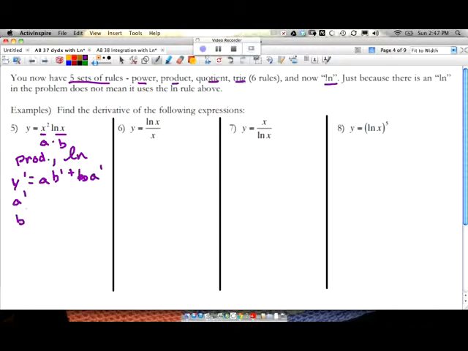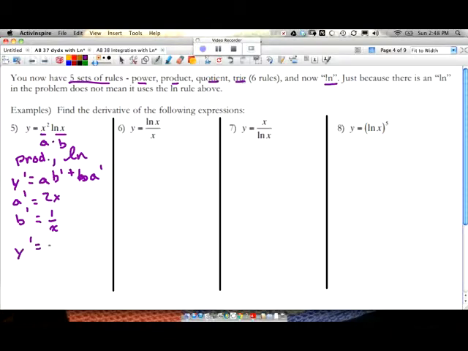So I need to know what a prime and b prime is. Well, in this case, a prime is 2x because it's just x squared for a. And then b prime, well, b is natural log of x, and the derivative of that is 1 over x. So let's just fill in the pieces.